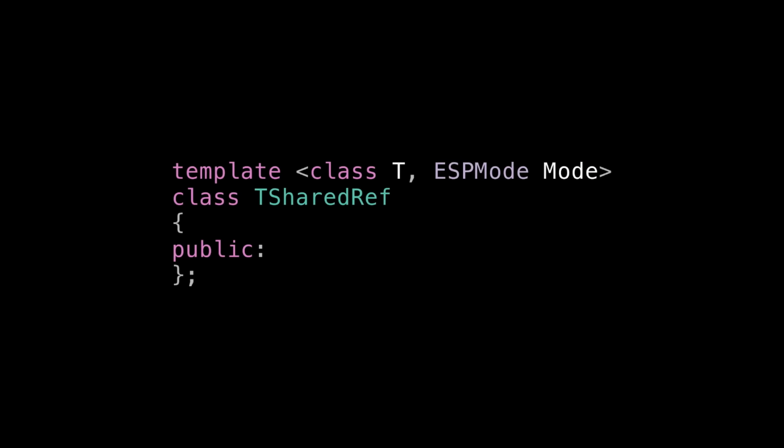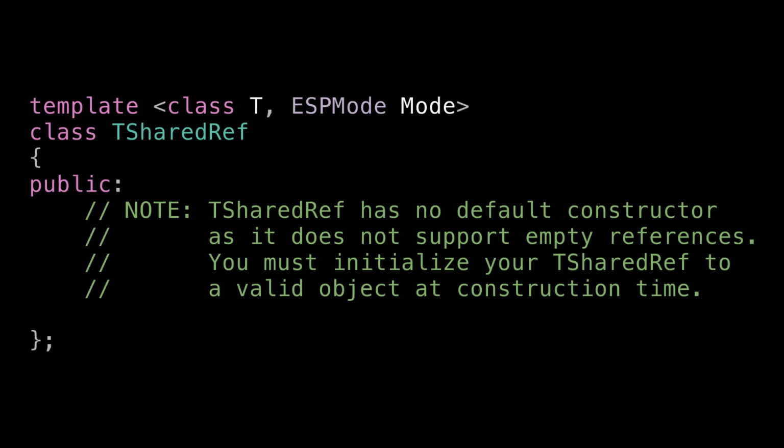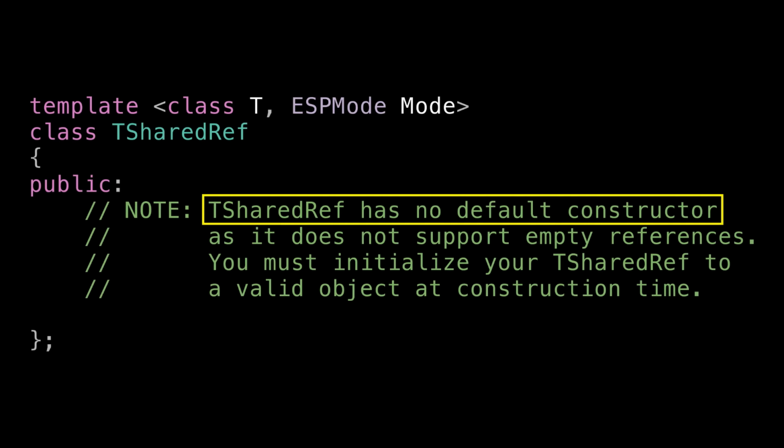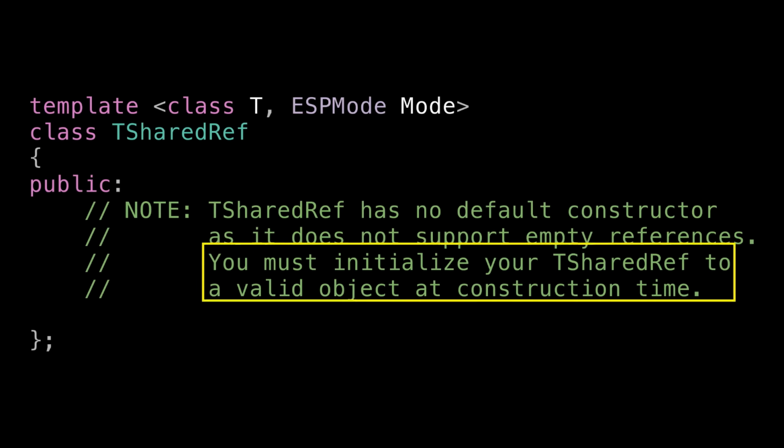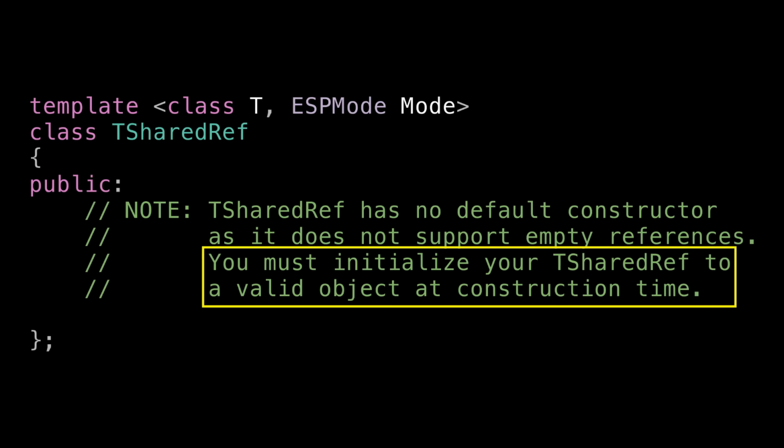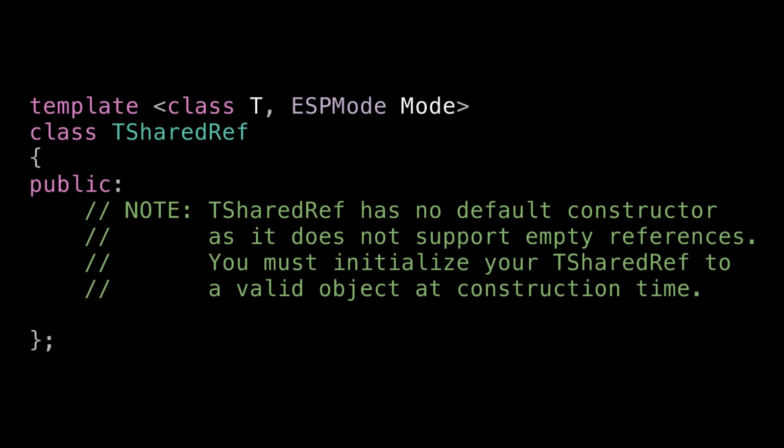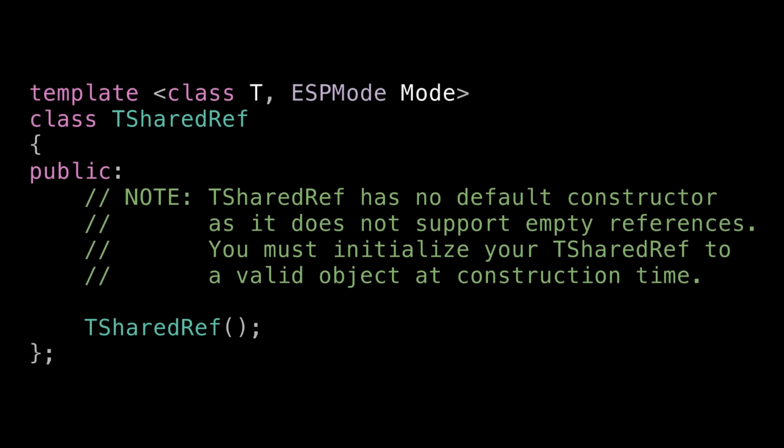First of all, when you look at shared ref, you'll see a comment like this. It's not in the documentation. It's actually just inside the class body like this. It says shared ref has no default constructor, and you must initialize your shared ref to a valid object at construction time. Now, it shouldn't surprise you to hear that I love this. I love that they force you to establish a valid object so you don't have shared refs lying around that are half-baked.